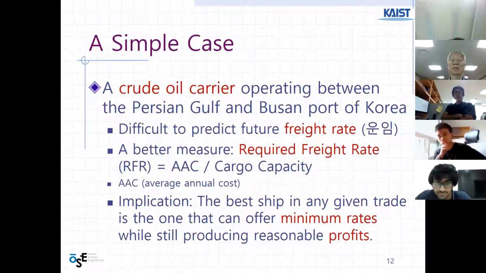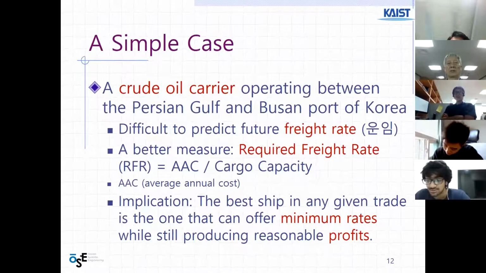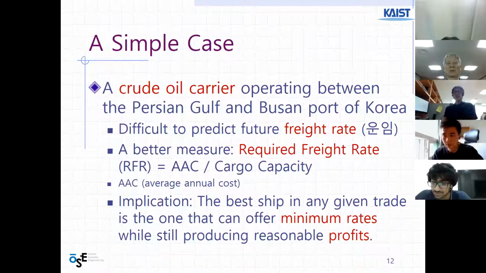So what is a simple case for shipbuilding or ship operation? Here is the crude oil carrier ship, which carries crude oil between the Persian Gulf and Busan port of Korea. There is a lot of operation there because Korea imports all its oil, as we don't have any production. And then the predicted future freight rate. Freight rate is money, the ticket money or cargo handling money.